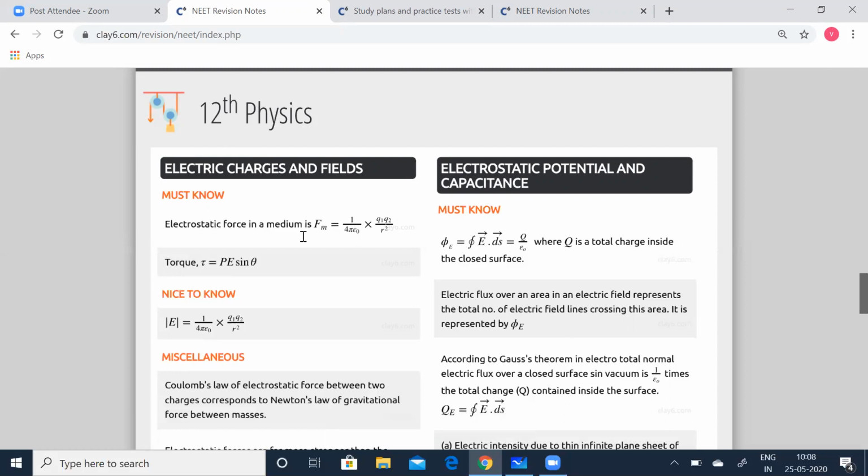Electrostatic force in a medium is Fm is equal to 1 by 4 pi epsilon 0 Q1 Q2 by R squared. It is always easier to remember whenever you compare this lesson with the lesson gravitation, which we studied in the 11th, right? So both the chapters are very much analogous to each other. So always you can compare both the lessons so that it will be easy for you to remember.